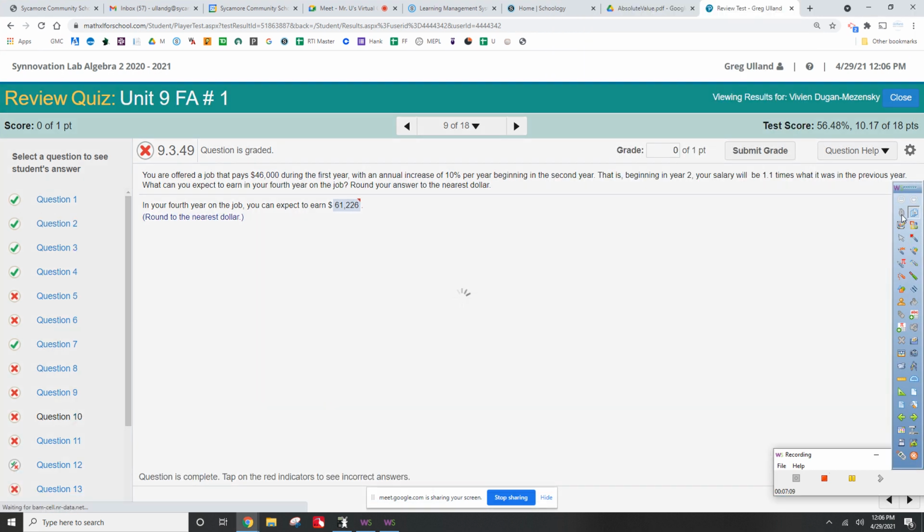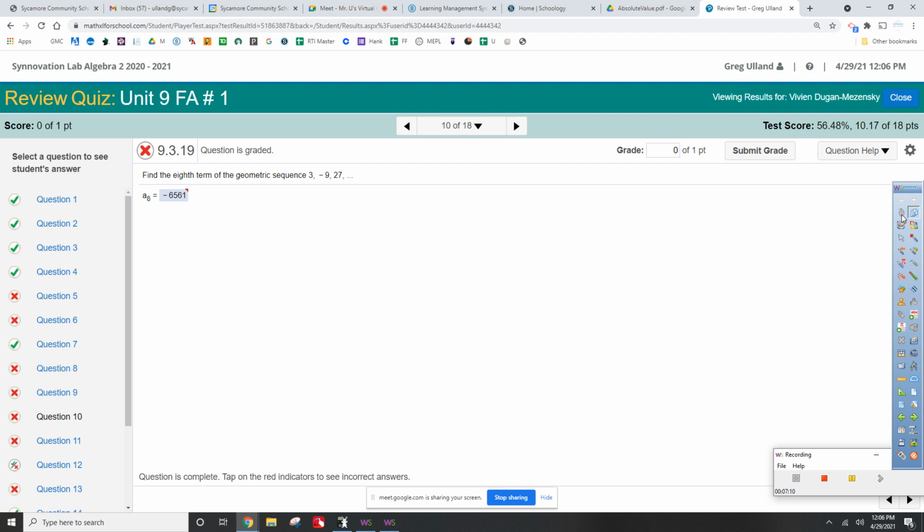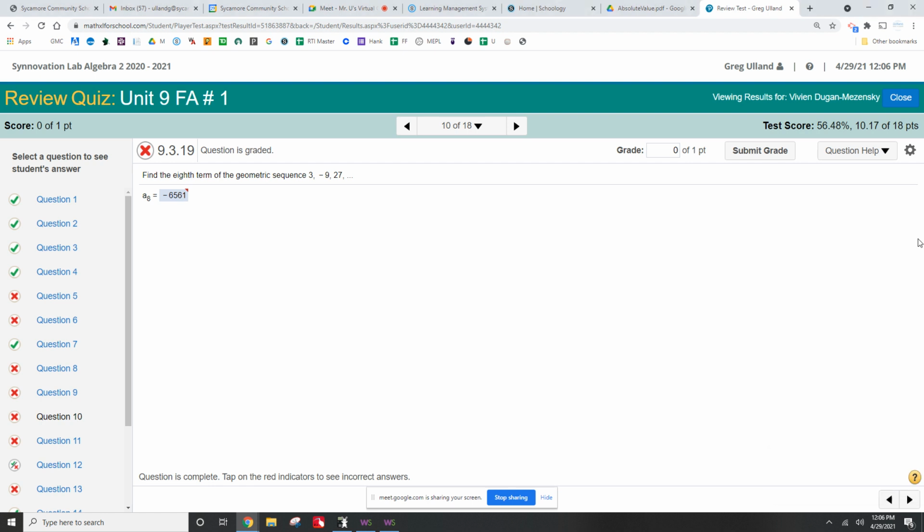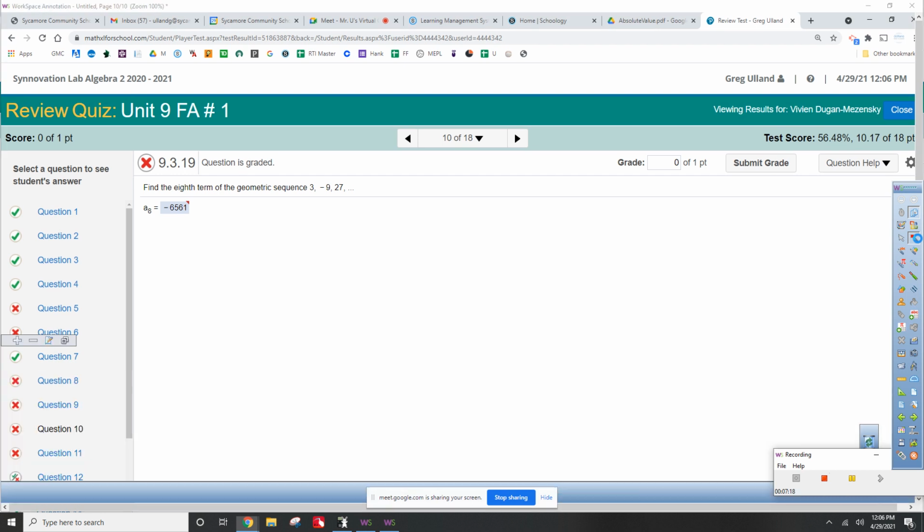Find the 8th term. I mean, for this one, I would just write it out. So it looks like we're multiplying by -3 each time. So the first term is 3. Second term is -9. Third term is 27. Notice, if they're alternating, you know you're multiplying by a negative. So that'd be 81. Just multiplying it by 3.